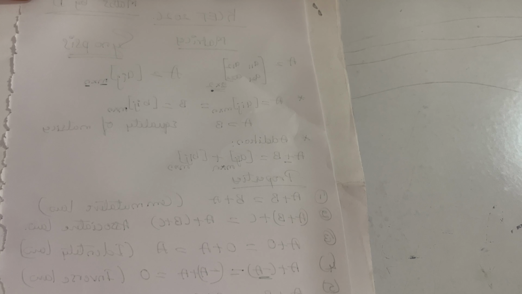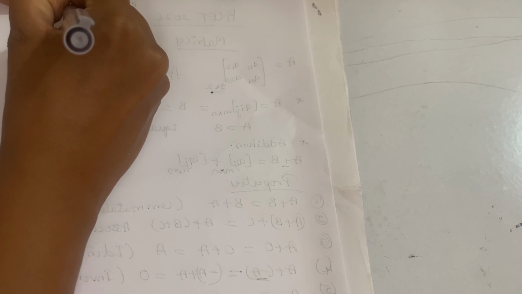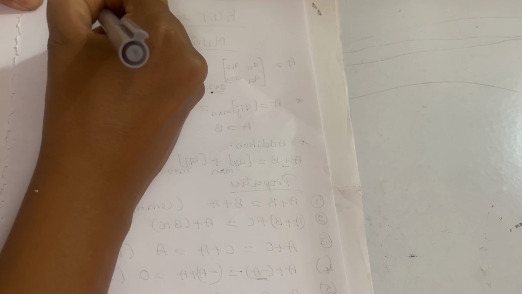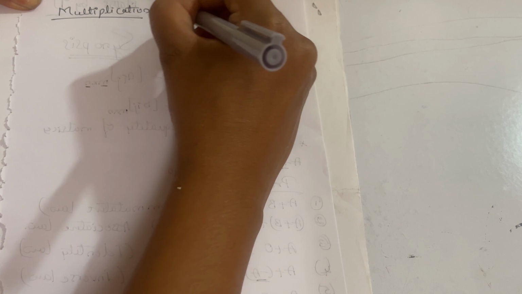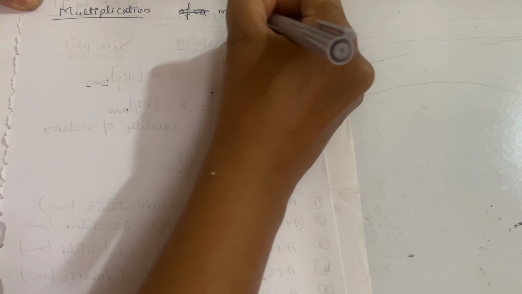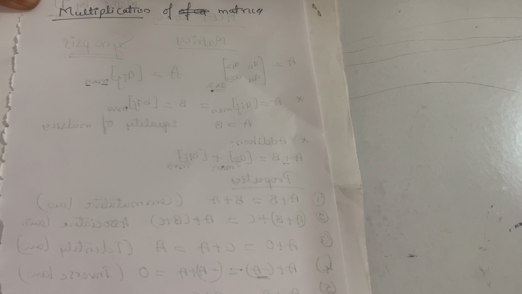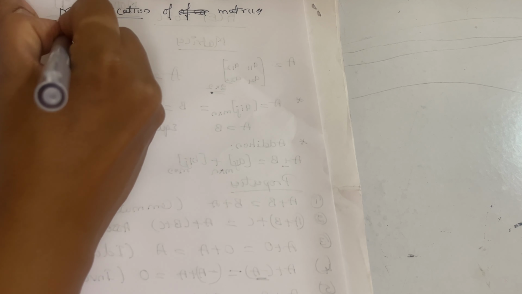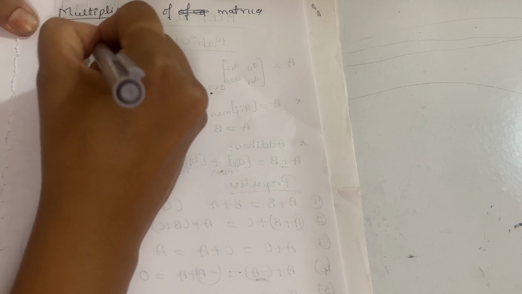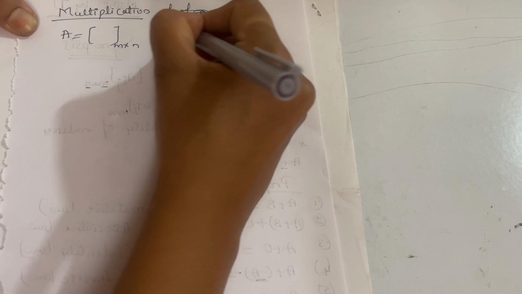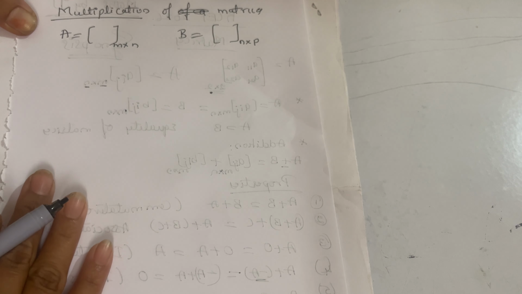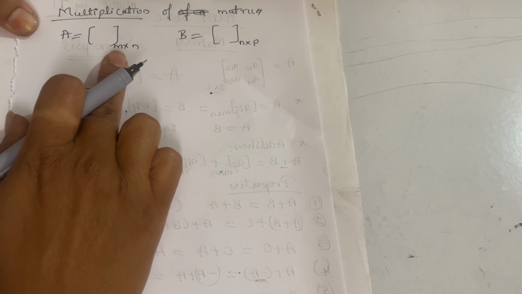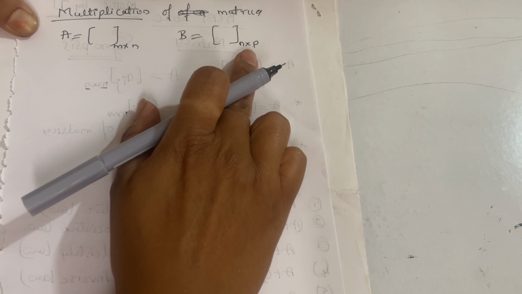So now let us continue with the next operation of matrices, that is multiplication of matrices. So basically, students, suppose A is a matrix of order m cross n and B is a matrix of order n cross p. Correct? A is m cross n and B should be n cross p.